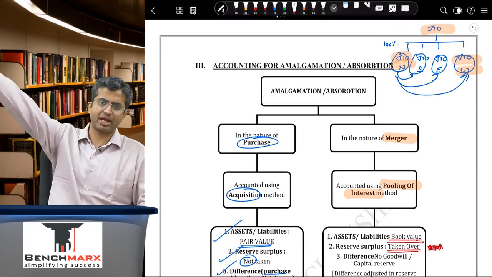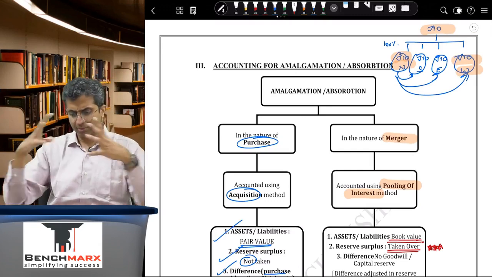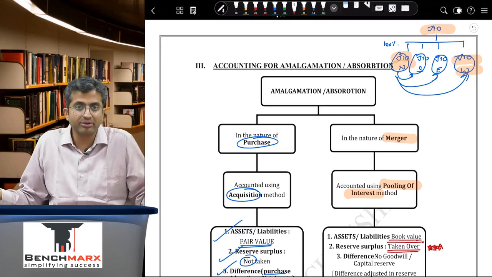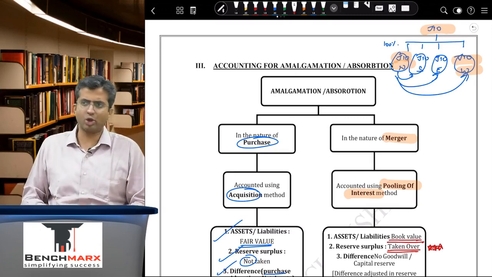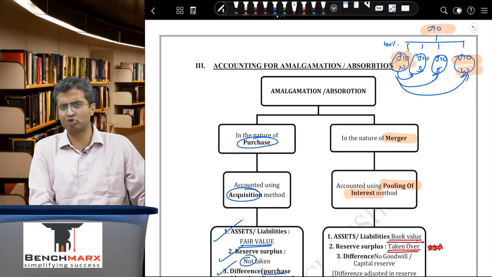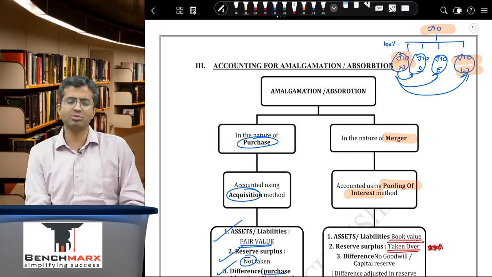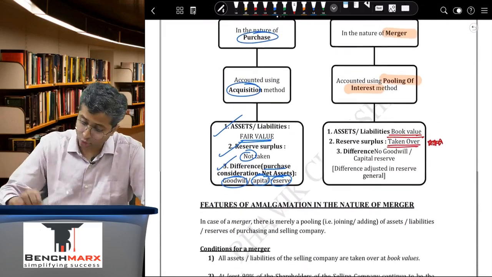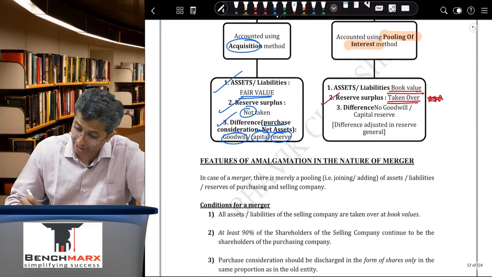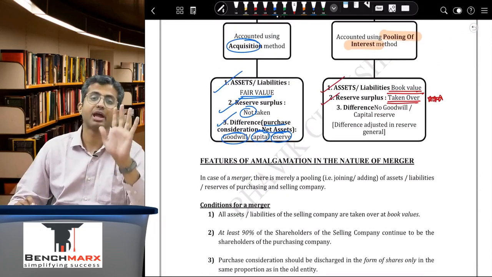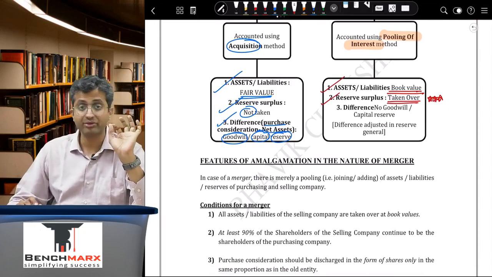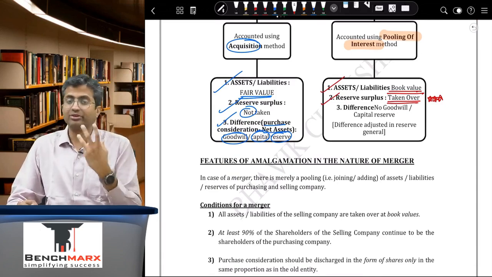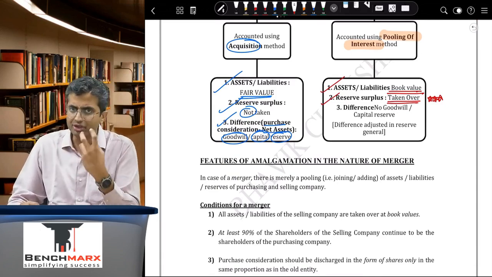For example, Geo West has a P&L balance of 900. If it merges with Geo North, and Geo North cannot take over the P&L balance, in which case I've lost distributable profits. Lost meaning perhaps it will become a capital reserve or whatever it is, but I don't have distributable profits. Then I would rather not restructure at all. And hence the standard over here, as an exception, says that okay, you can take over the reserves and surplus as well. Special case.